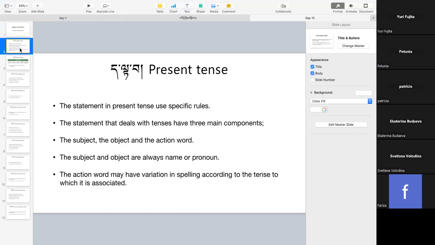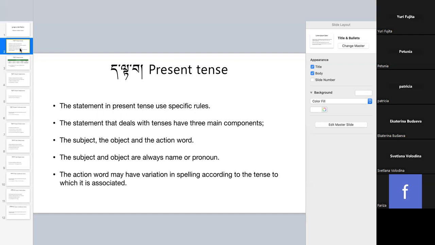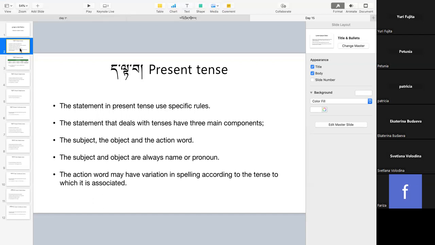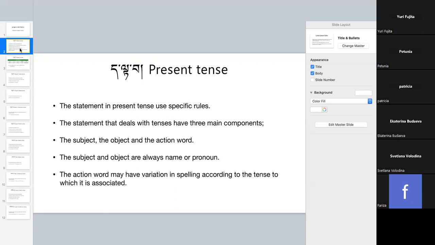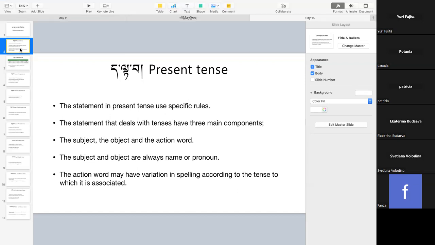So first, the present tense. In the present tense, the statement uses specific rules. So there are specific rules for each of these different tenses, and each of these tenses has different rules, and the statement that deals with the tenses has three main components. These are the subject, the object, and the action word.